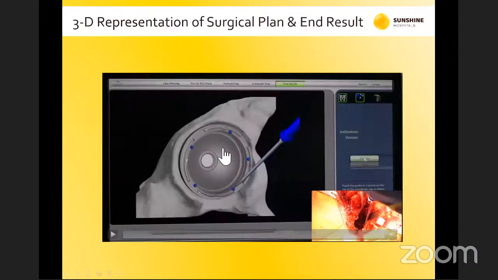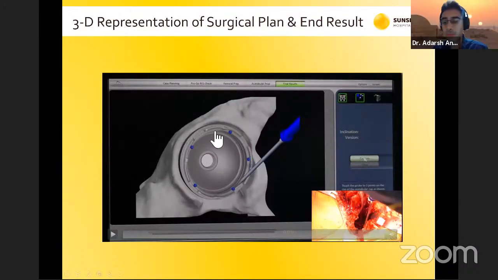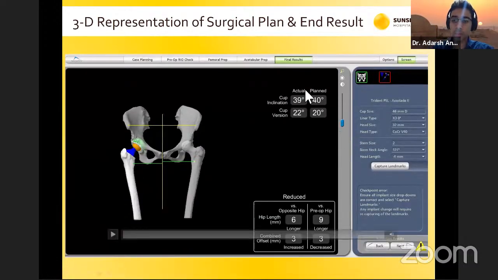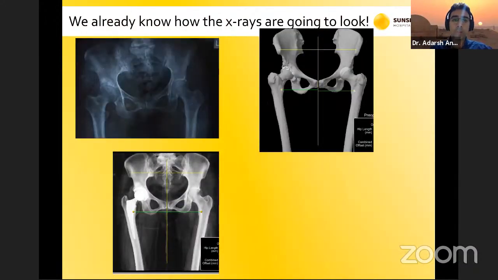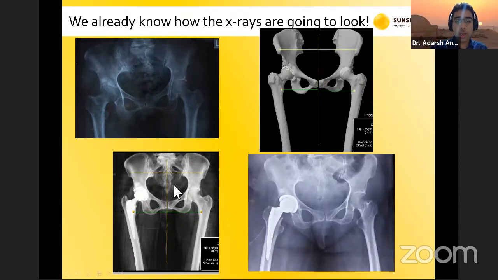So as I was mentioning earlier, you take 5 points on the cup that we had impacted, and it's going to tell us whether we have matched what we wanted. So we planned 40-20, we got 39-22 in that particular case. I'm just showing you an example of how that's done. As I said earlier, we already know what the X-rays are going to look like. This is the pre-op X-ray, 3D reconstruction, pre-op visualization of the post-op X-ray, and our cup sits exactly identical to what we had planned beforehand. So look at the cup exactly where we had planned it.